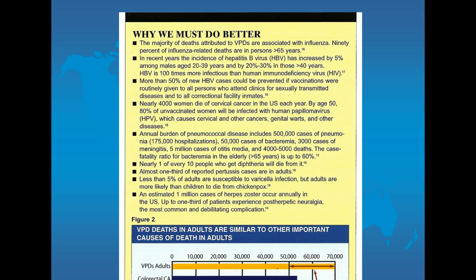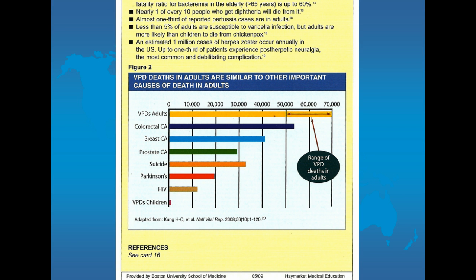Okay. So one of the things to look at, this is a very impressive little slide here. It says vaccine preventable deaths. Vaccine preventable deaths in adults are similar to other important causes of death in adults. So look, you got colorectal cancer, breast cancer, that's 40,000 people, prostate cancer, suicide, Parkinson's disease, HIV. Look at that. Vaccine preventable diseases in children, it's this tiny small amount. Look at how many vaccine preventable diseases in adults, and this compares them to breast cancer, prostate cancer, and suicide, and you see how many more people have died, and these are deaths that don't have to happen. So these are families that are losing members.